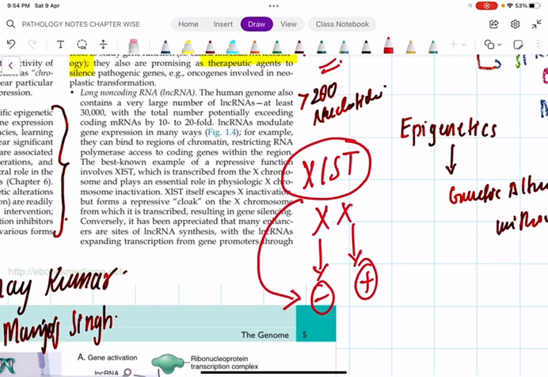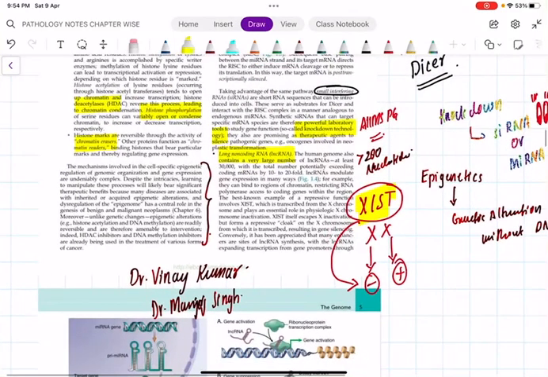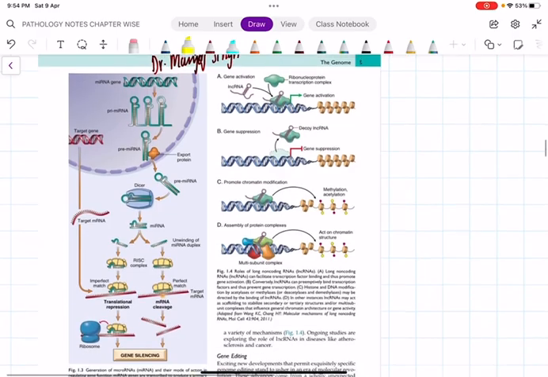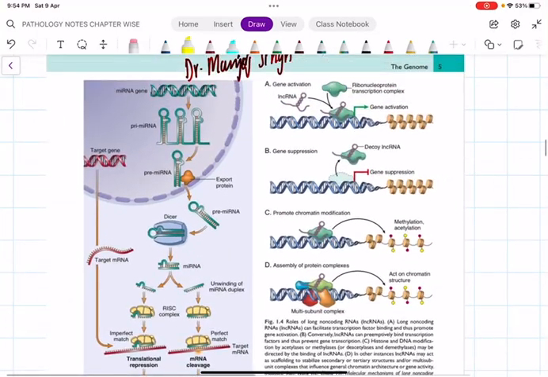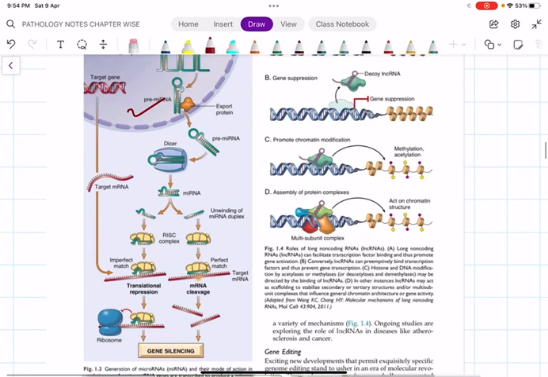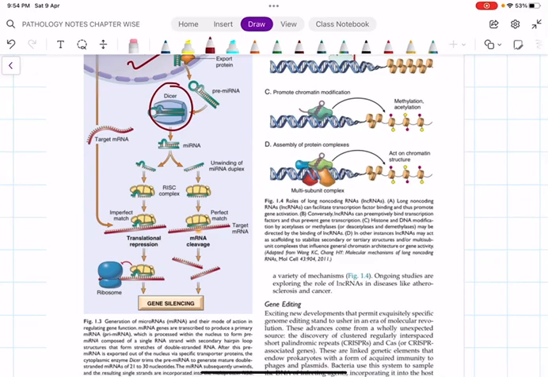That inactivation is because of the XIST. Because of this XIST, it is an example of long non-coding RNA. Let us go to the picture of how microRNAs are generated. We have an miRNA gene, from that pre-miRNA, then Dicer. Dicer is nothing else but the enzyme which is going to split this into various compartments. Then we have what are called RISCs.